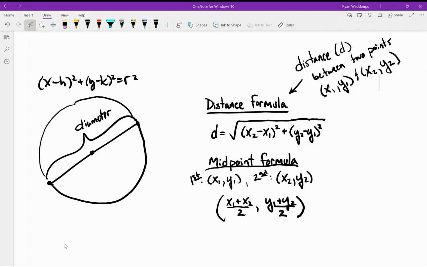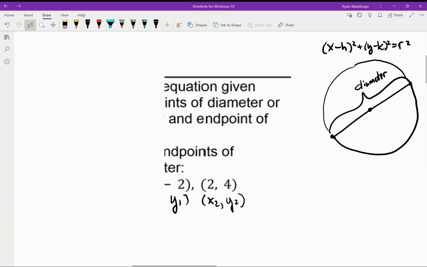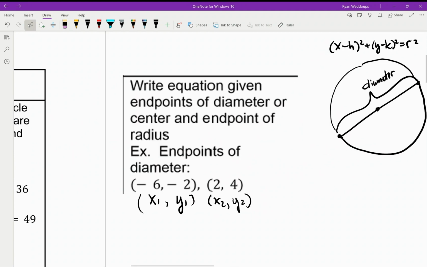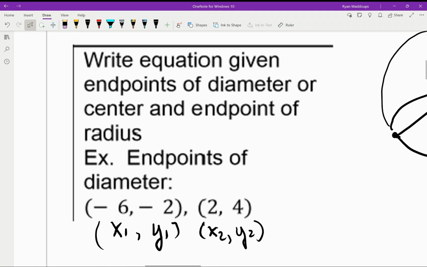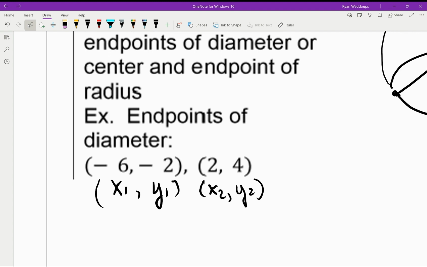Hello, welcome. This is a quick video on how to write an equation if you're given the endpoints of a diameter or if you're given the center and an endpoint of the radius. In this case, we'll focus on the endpoints of the diameter. I've labeled my 2 points that they've given us: -6, -2 as my first point, x1, y1, and 2, comma 4 as my second point, x2, y2.